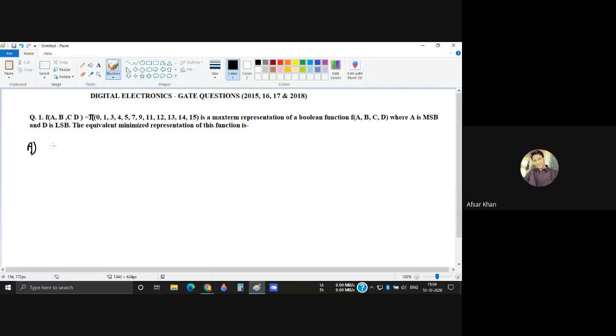Option A is A plus C bar plus B. Option B. Sorry, A plus C bar plus B into, in another bracket, we have A bar plus B plus D plus B plus D. Option B, it is A C bar D plus A bar B D.